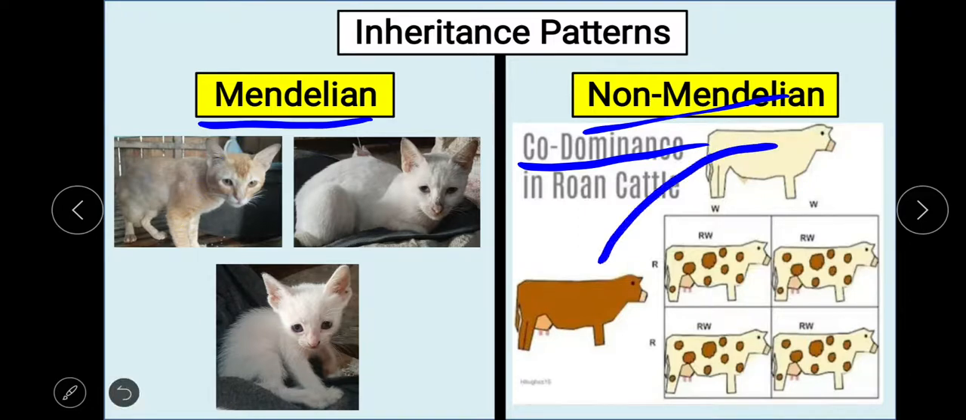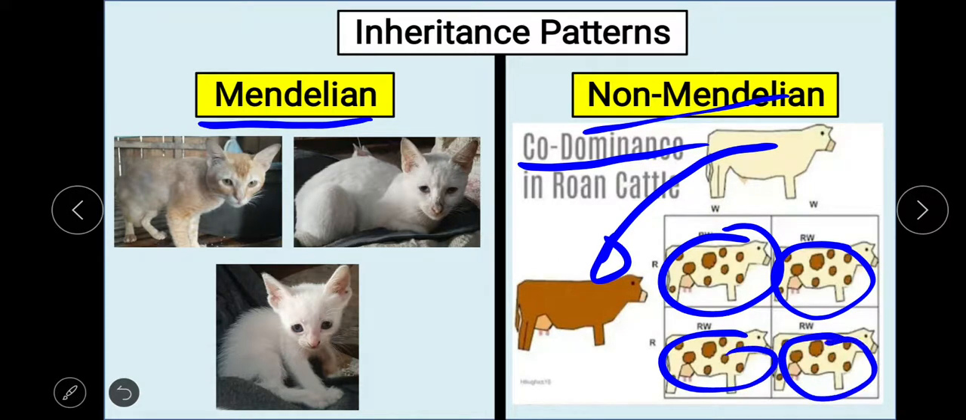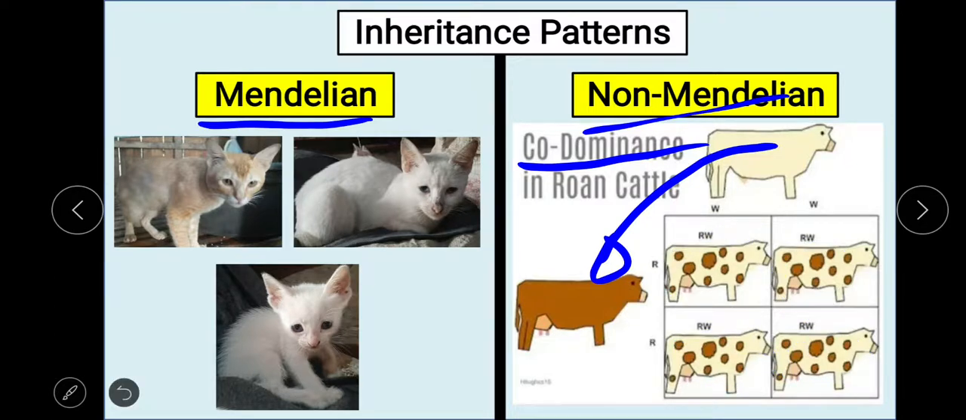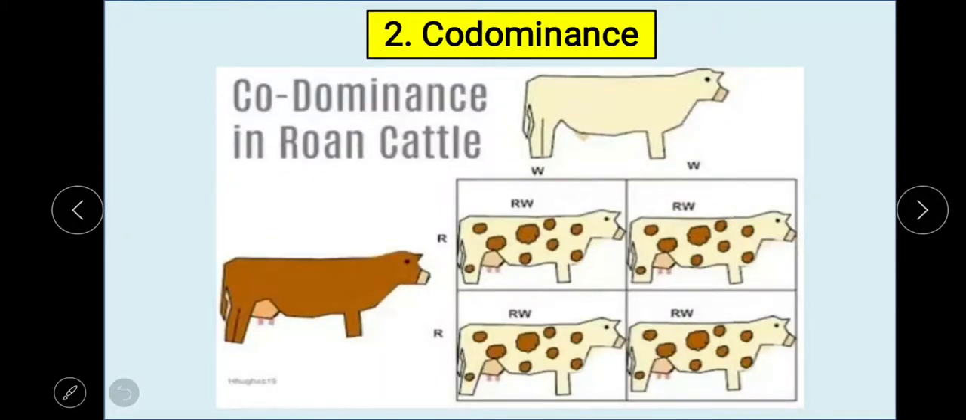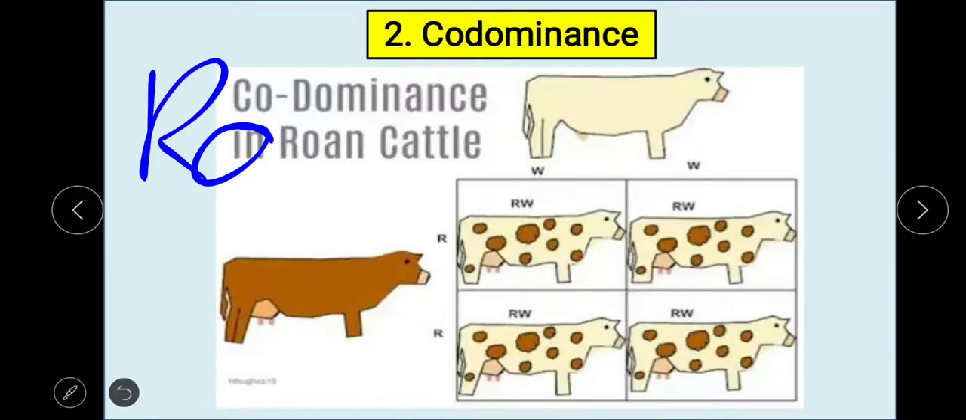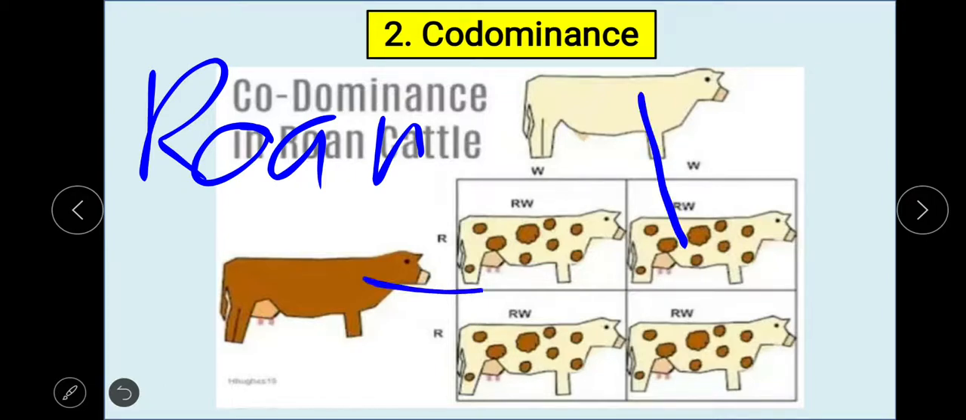a white cow mates with a brown cow, and all the resulting cows show the color of the two parents. For example, this cow here has white, has brown, has white, has brown, has white, has brown, has brown, has white. Okay, their genotypes are also the same. These are called roan cows. Roan cows. White is inherited, brown is inherited.